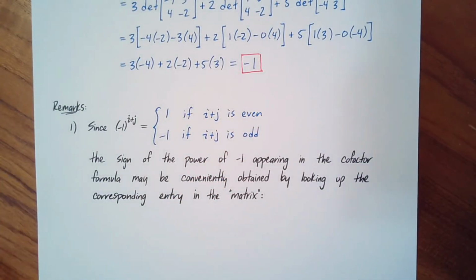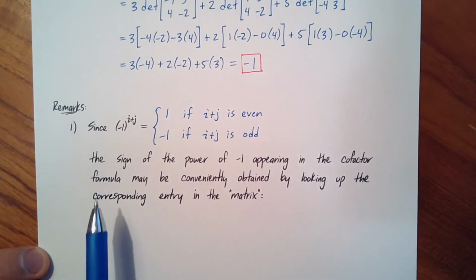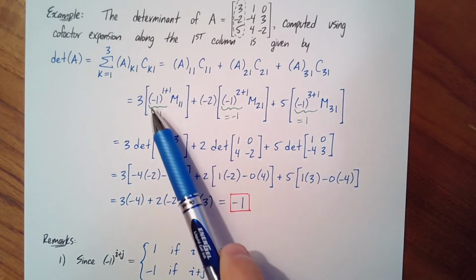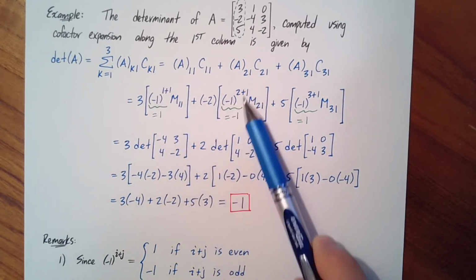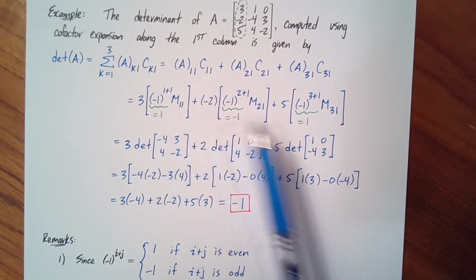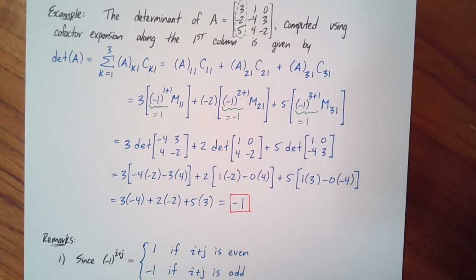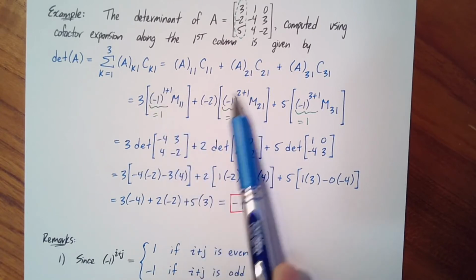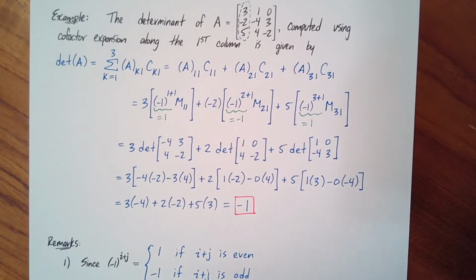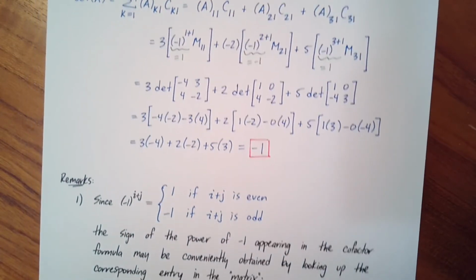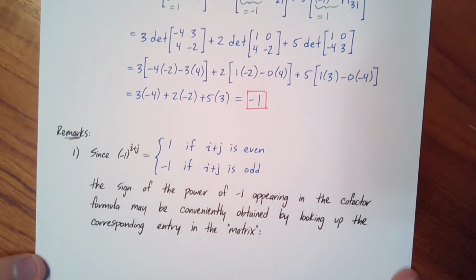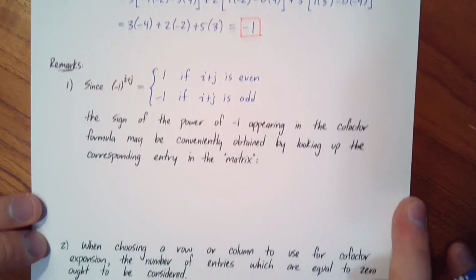Okay, so that's the first thing I want to point out. Really, we can save ourselves the bother of writing this down all the time and calculating these. We can just remember that if you pick any row or column, the corresponding cofactor is going to have this power of -1 built into it. We can just determine its sign based on the position, because if the row plus the column is even, then that factor is just going to be +1. But if the row plus the column is odd, that factor is going to be -1.